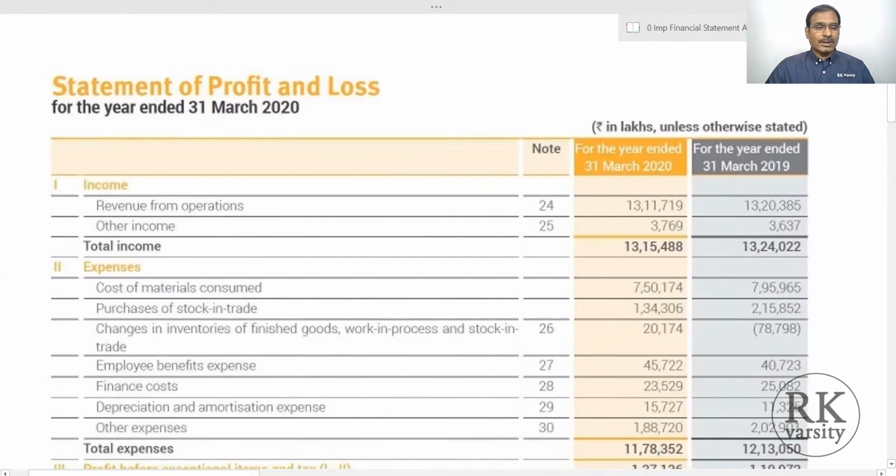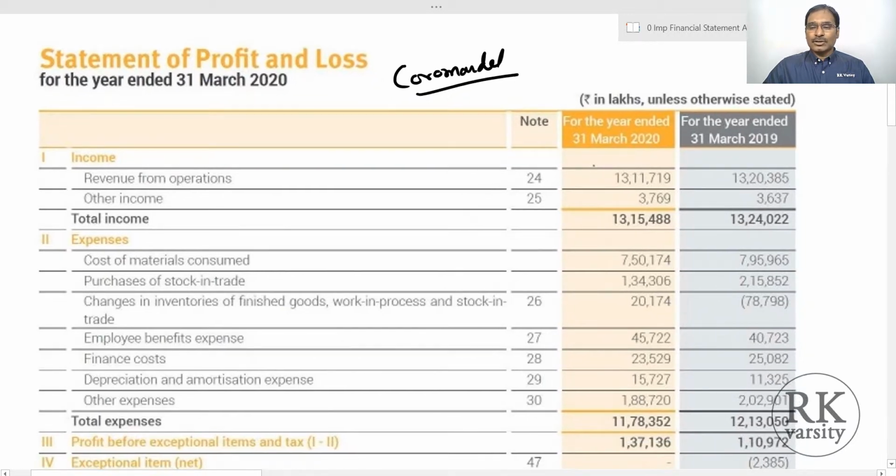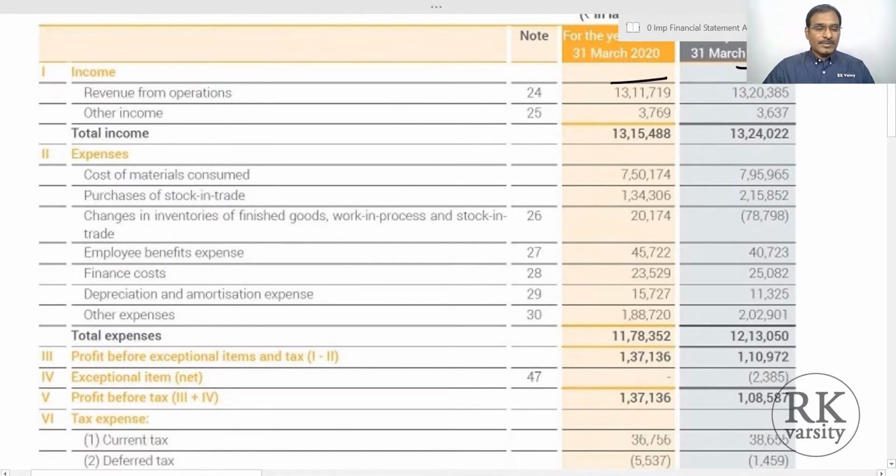This is the statement of profit and loss account for Coromandel Fertilizers. All the amounts are in rupees lakhs, for the two financial years 2019 and 2020. Here, from expenses, you will find the cost of materials consumed. So this is your credit purchase, and here you will not know whether these materials purchased by the company are on the basis of cash or credit. That information is not available.